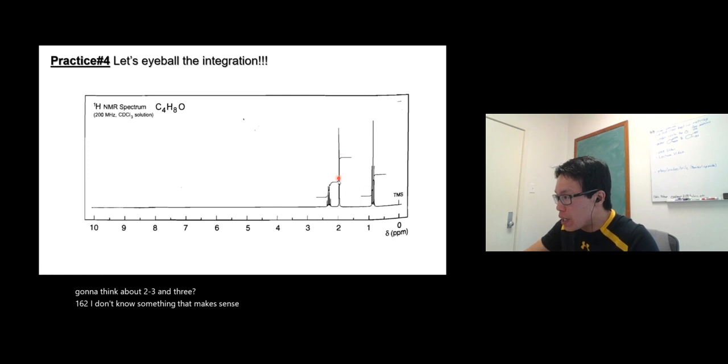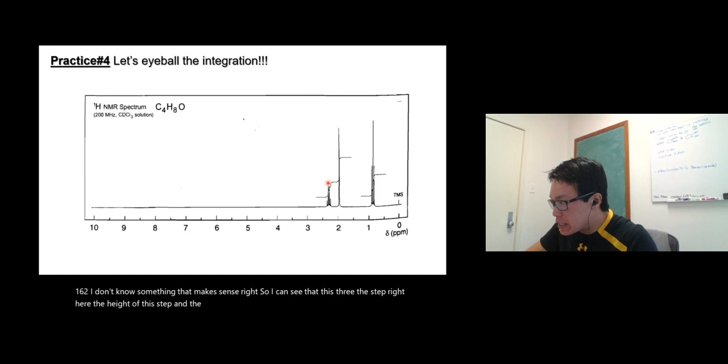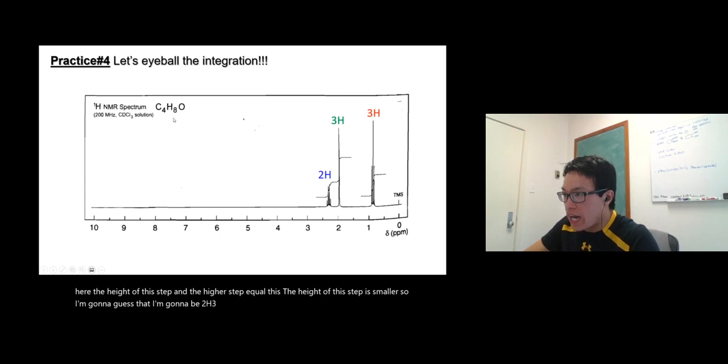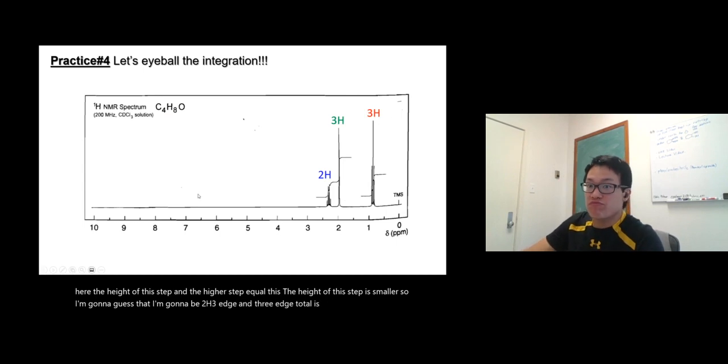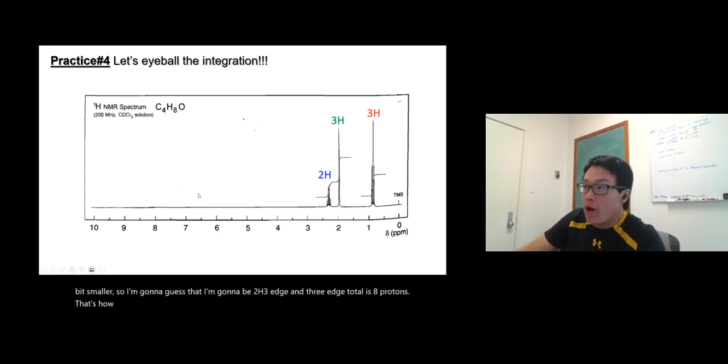So I can see that the height of this step and the height of this step are equal. The height of this step is a little bit smaller. So I'm going to guess that it's 2H, 3H, and 3H. The total is 8 protons. That's how I do it. You can actually eyeball that.